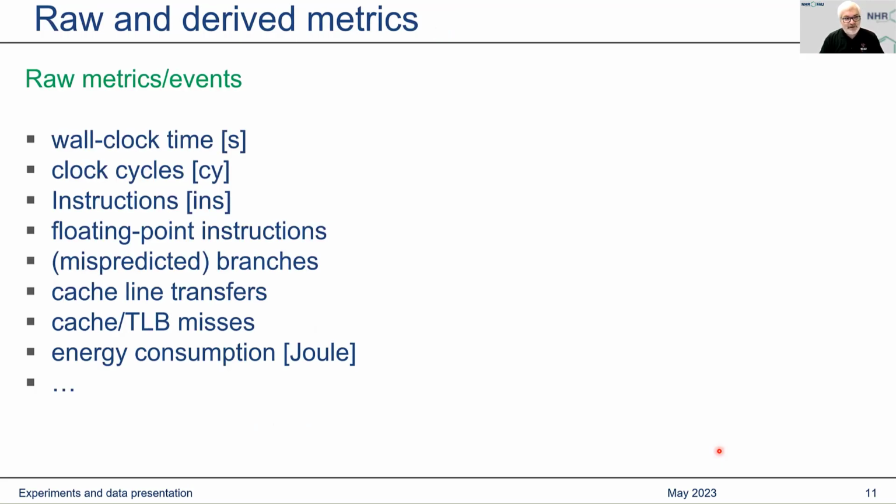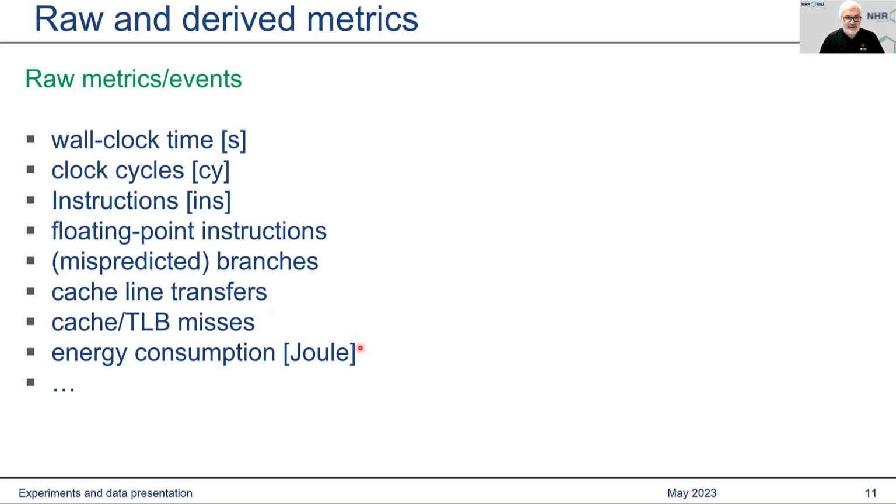So here's an overview of some raw metrics and raw events that you might want to measure or count. Wall clock time, we covered that. Clock cycles, which is another measure for time. Number of instructions, floating point instructions, mispredicted branches. How often did the CPU predict the outcome of a conditional branch and it was wrong? Cache line transfers, which translates into how much data was transferred between point A and point B in the cache hierarchy, memory hierarchy. Cache and TLB misses, energy consumption is possible on many modern CPUs, and many more. These are things that you can measure and count using standard tools like LIKWID perfctr, PAPI, and others.